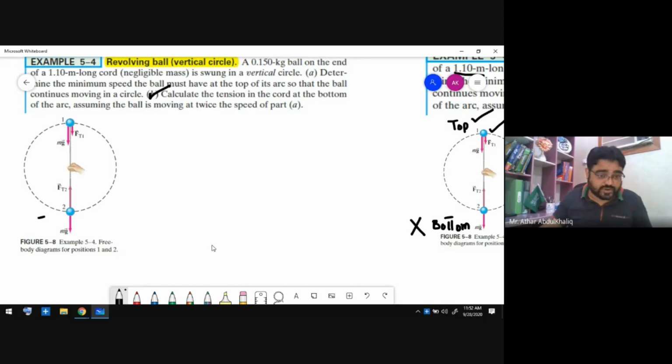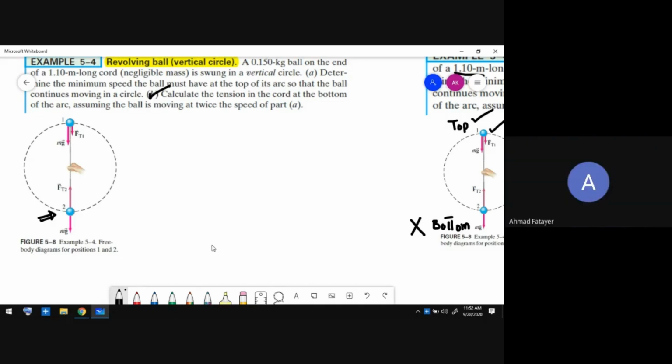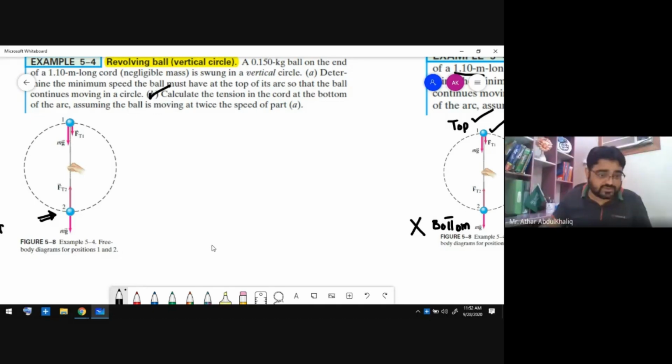In part B, it is said, calculate the tension in the cord at the bottom. This is your bottom point, this one. Now they are asking you to find the tension in the string. So again, you have to develop the relation, but let us write the values they ask. Calculate the tension. So you have to find Ft2. This is the first thing that you need to find.